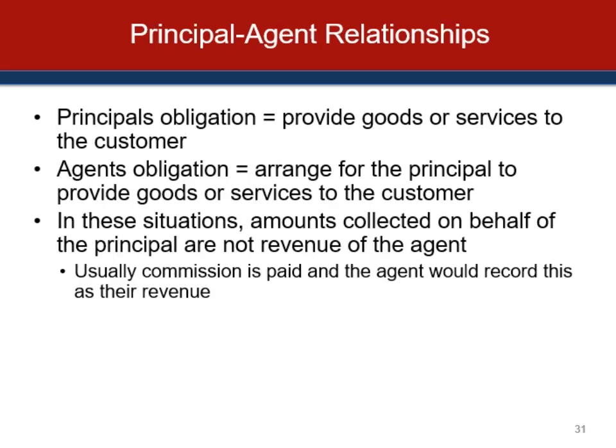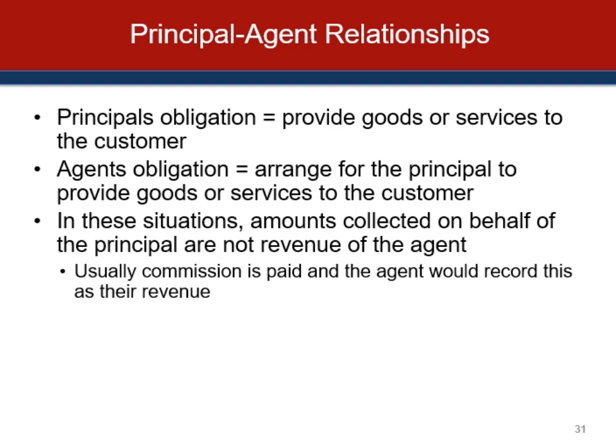Principal-agent relationships. In a principal-agent relationship, the principal's performance obligation is to provide goods or services for a customer. The agent's performance obligation is to arrange for the principal to provide these goods or services to the customer. And so there are two different performance obligations, and the principal and the agent would recognize their performance of those obligations depending on their relative pieces of the contract. So the amounts collected on behalf of the principal are not the revenue of the agent.